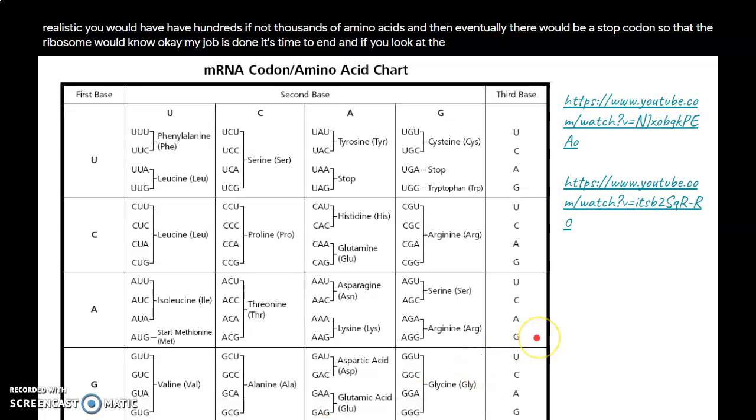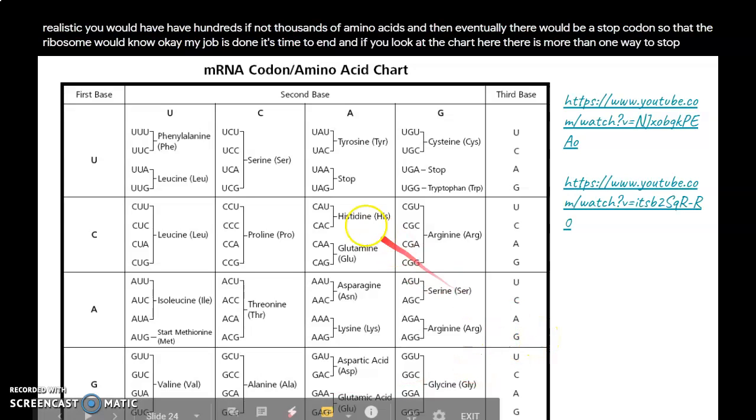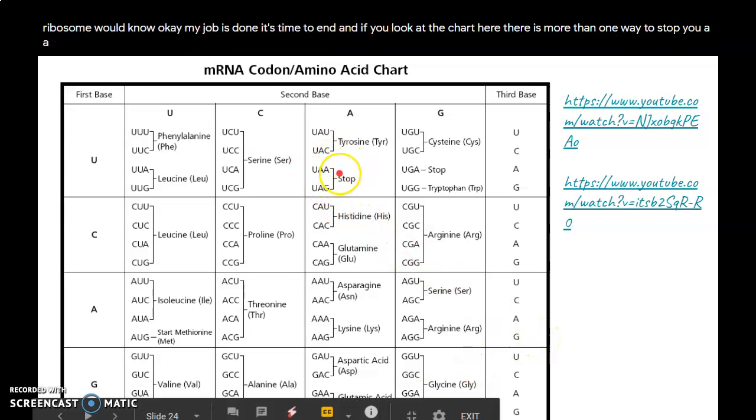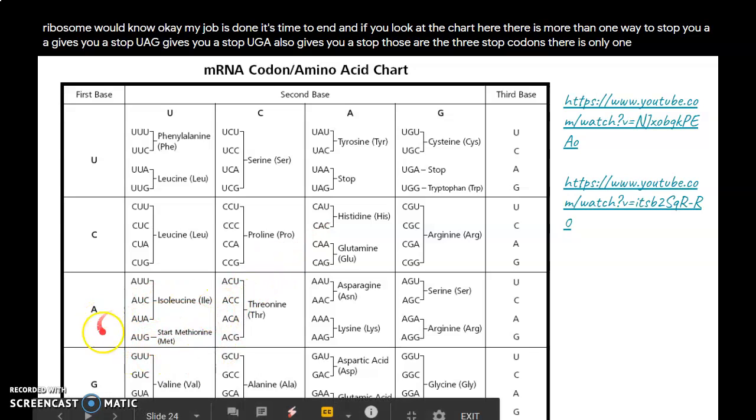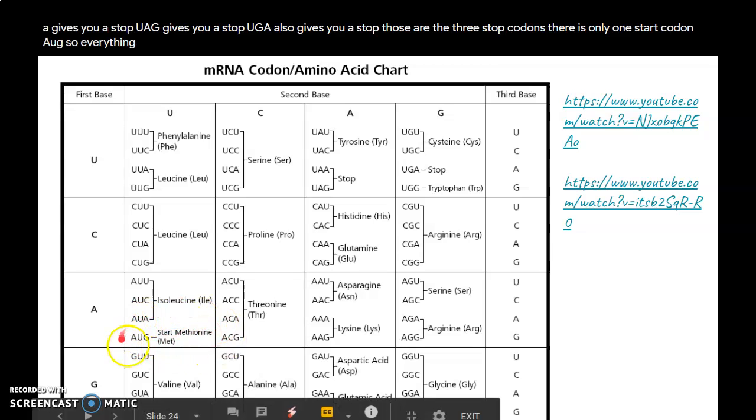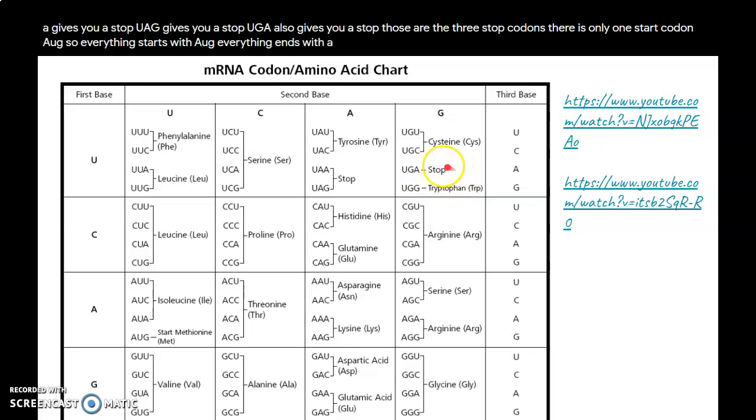And if you look at the chart here, there is more than one way to stop. UAA gives you a stop. UAG gives you a stop. UGA also gives you a stop. Those are the three stop codons. There is only one start codon, AUG. So everything starts with AUG. Everything ends with a stop.